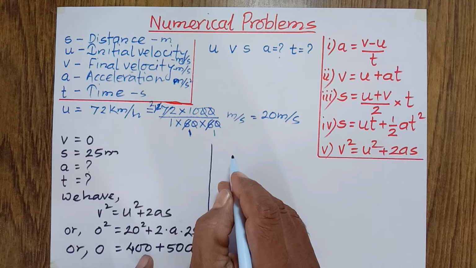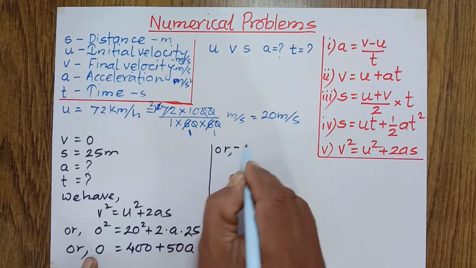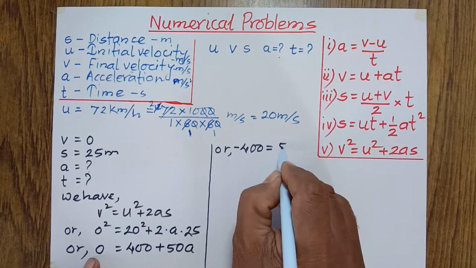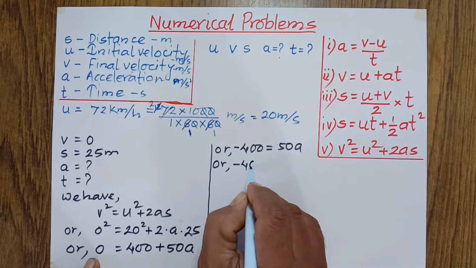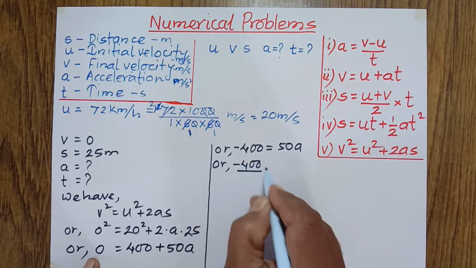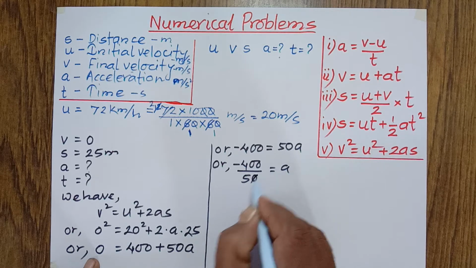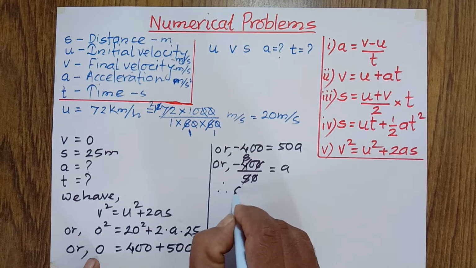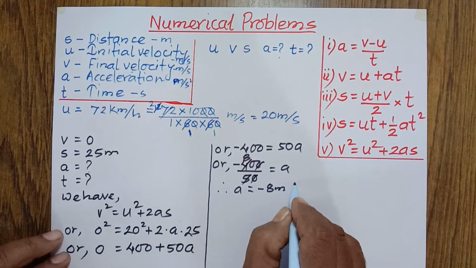Okay, after this, if 400 is taken to left hand side, it becomes negative. Minus 400 is equal to 50A. Or this minus 400, 50 is taken to left hand side, then it goes in the denominator. This is equal to A. 0 0 cancel, 5 8s are 40. Therefore A is equal to minus 8 meter per second square.